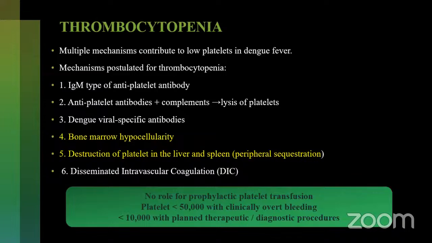Thrombocytopenia that we see commonly in dengue fever has various postulated mechanisms, but the most important ones are bone marrow hypocellularity and the destruction of platelets in the liver and spleen, and peripheral sequestration. These happen to be the major mechanisms. Other mechanisms, like production of IgM type antiplatelet antibodies or dengue virus specific antibodies, could be a cause. It can also be a part of the presentation with DIC as the presenting picture.